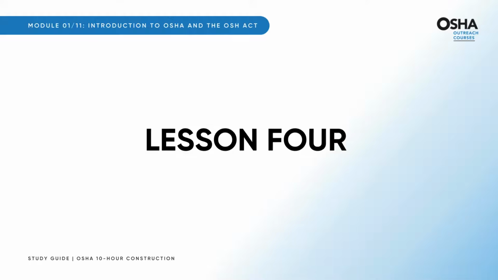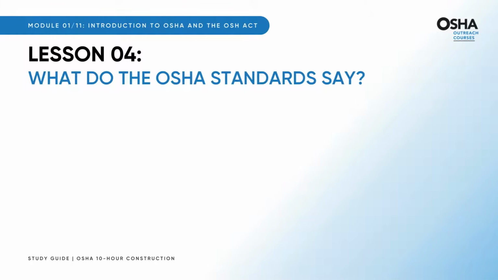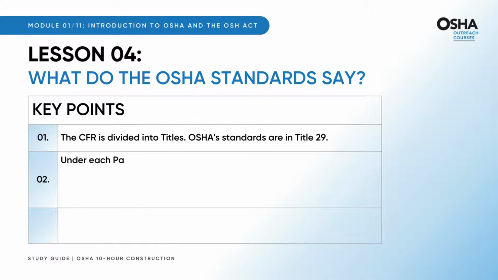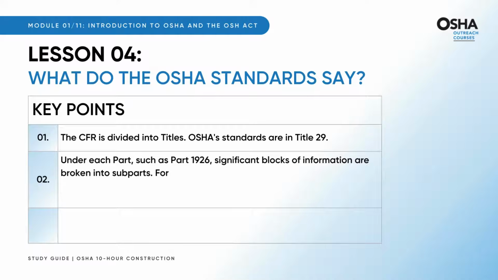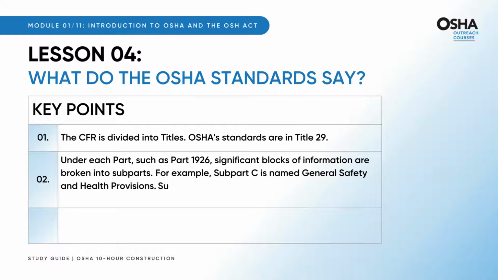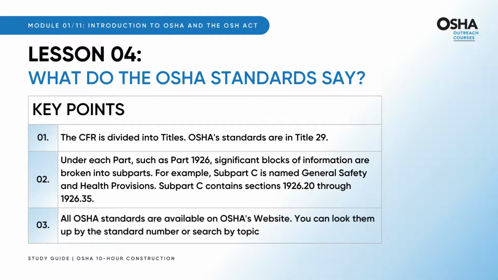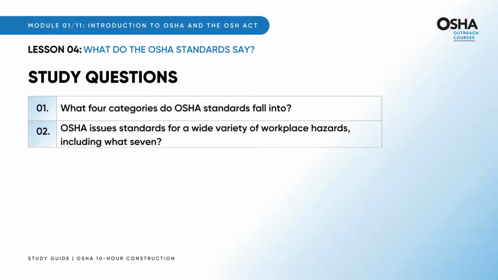Moving on to the fourth lesson, which is about what the OSHA standards say. Key points are: the CFR is divided into titles, and OSHA's standards are in Title 29. Under each part, such as Part 1926, significant blocks of information are broken into subparts. For example, Subpart C is named General Safety and Health Provisions. Subpart C contains sections 1926.20 through 1926.35. Lastly, all OSHA standards are available on OSHA's website. You can look them up by the standard number or search by topic. Now, let's look at the study questions.